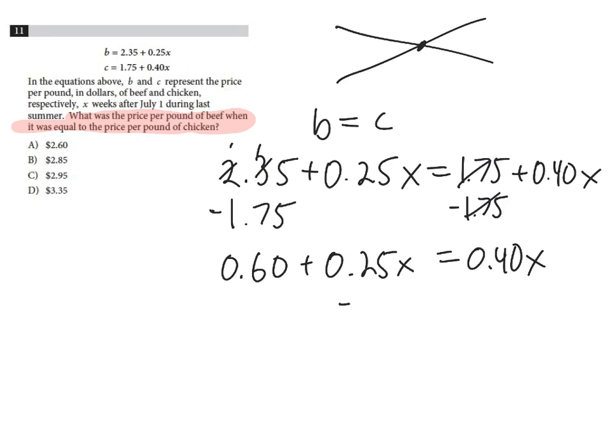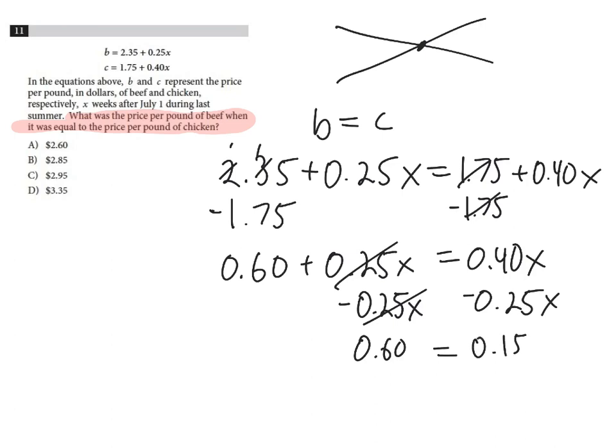I'm going to subtract this 25 cents x here. That's going to cancel out with that. I get 6/10 equals, well, that's going to be 15/100 x. Now I can just divide by 15/100, and I get, well, 15 goes into 60 4 times. So that's x equals 4.